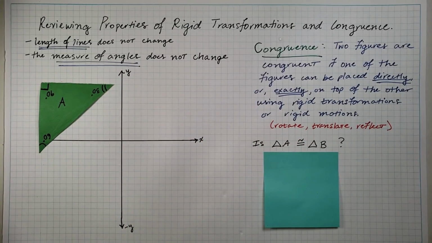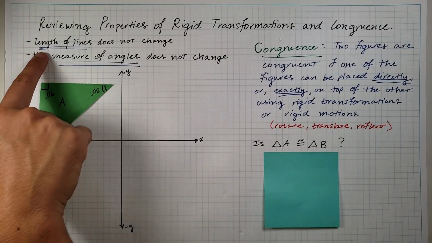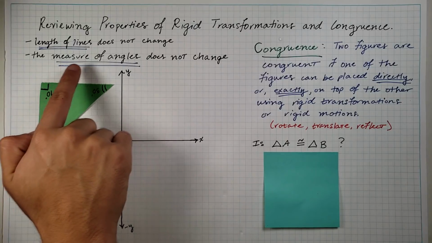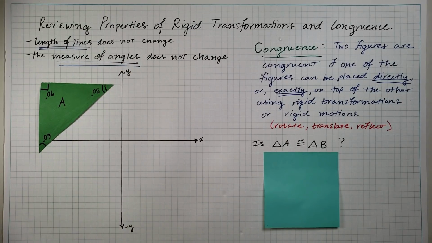All right, guys, that's pretty much all it meant for rigid transformations. Not changing the length of the lines and not changing the measure of the angles. Okay, so let's go look at this congruence now.